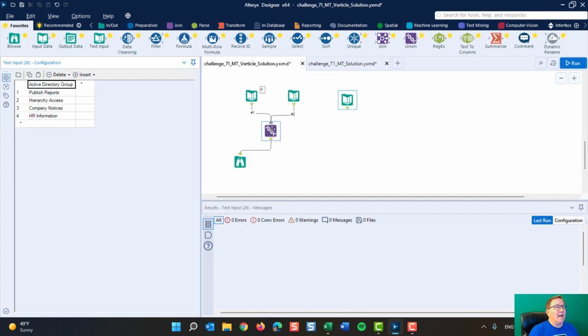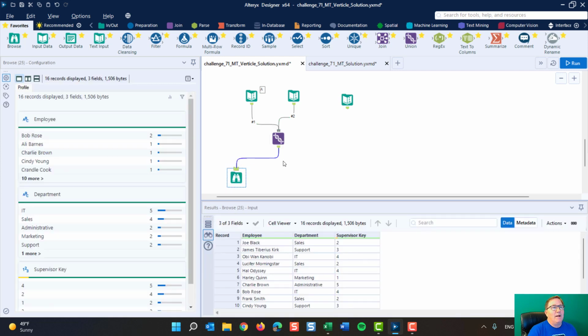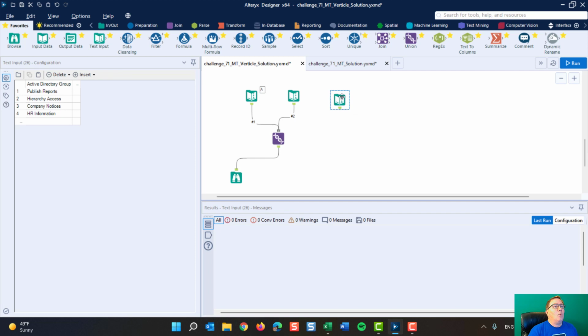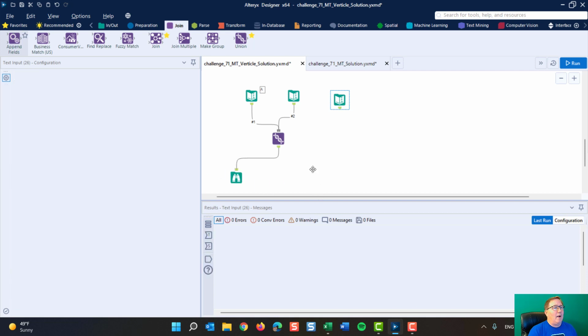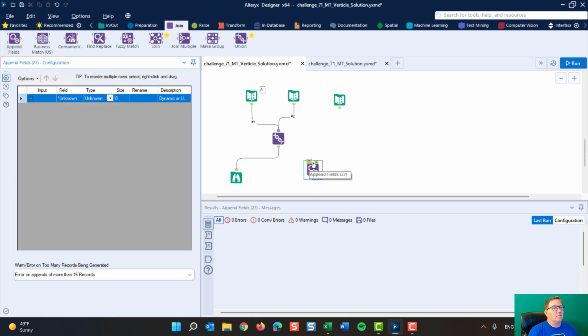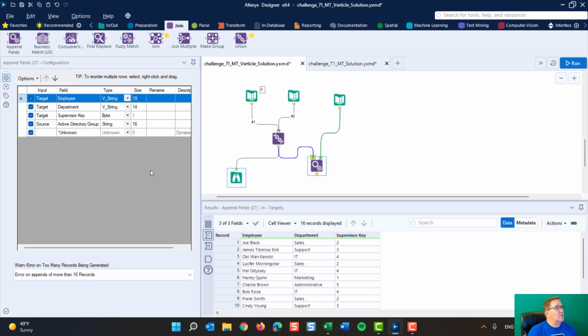Now, what do I want from these Active Directory groups? I want them to match up on every single one of these employees. I'm creating these new AD groups. I'm in IT, and I want to do what's known as append fields. And how am I going to append my field? I'm going to do it here and here. Notice I'm appending the Active Directory group to every single employee.